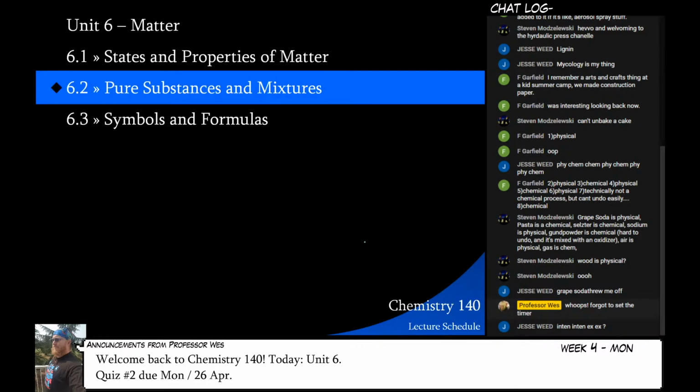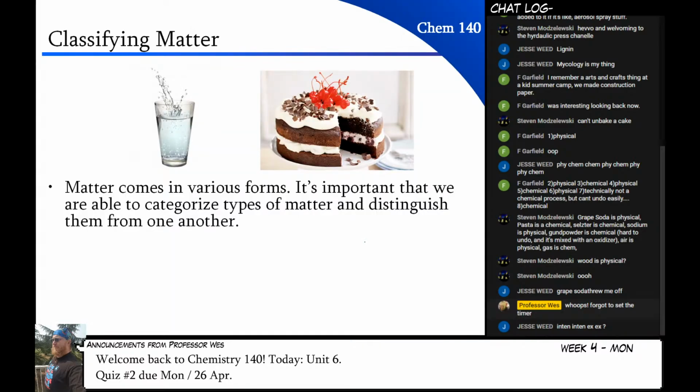All right, let's talk about mixtures. We're going to interact with all sorts of mixtures in this class and in other classes beyond Chem 140. So we need to be able to categorize them so that we know what we're talking about. Now, on the screen, I have two things here. I've got water in a glass, and then I've got cake.